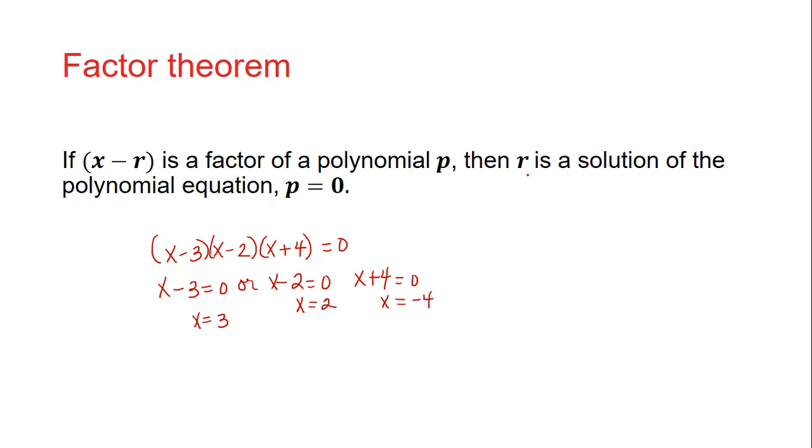So if we know that r is a solution, right, so if we knew that 3, 2, and negative 4 were solutions, that told us that x minus 3, x minus 2, and x minus negative 4, which is x plus 4, would be a factor of the polynomial.